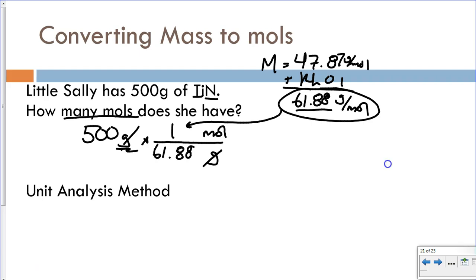Just like we did in physics, to solve this problem, we go with 500 divided by 61.88 to give us an answer of 8.08 moles. Now, guys, you can totally just leave this in moles. You don't have to do scientific notation. You don't have to do unit conversion. Just leave it as this number. It's nice and it's easy. Perfect.